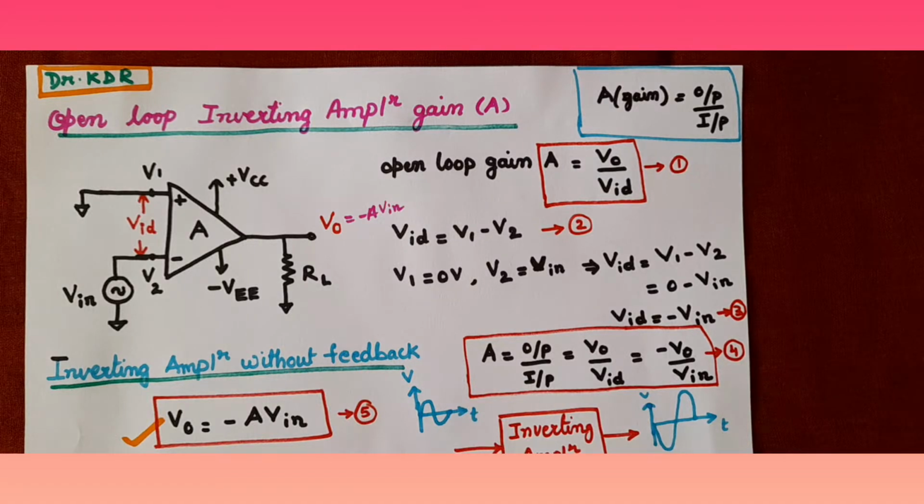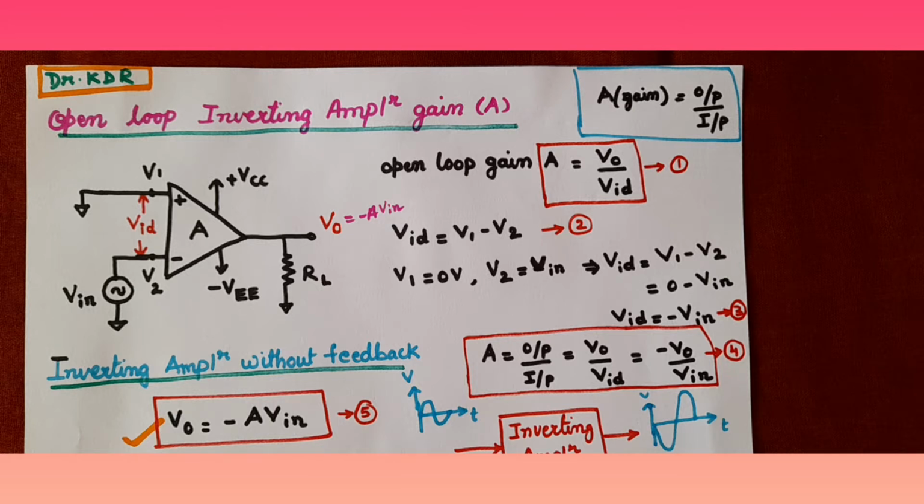Hello dear students. Today the topic of the class is deriving open loop gain of an inverting amplifier and a non-inverting amplifier. By the end of the class you will be learning what is open loop gain capital A and how to derive open loop gain of an inverting amplifier and non-inverting amplifier.